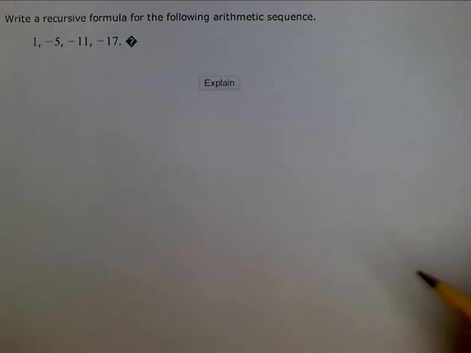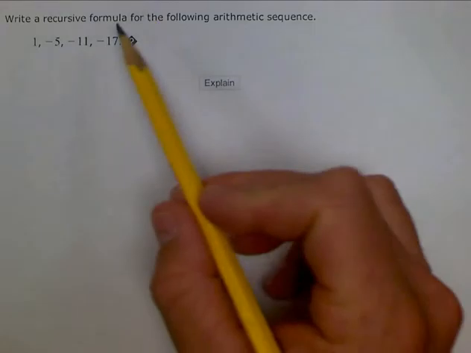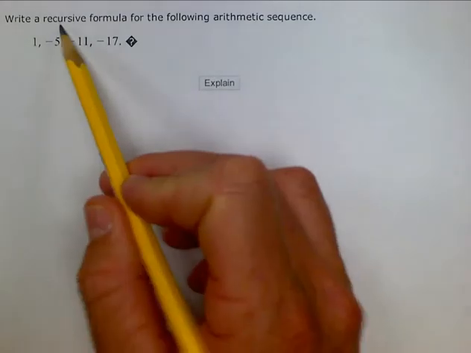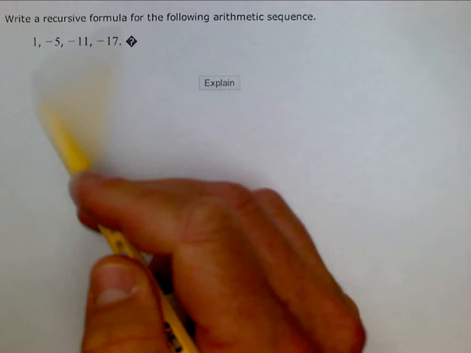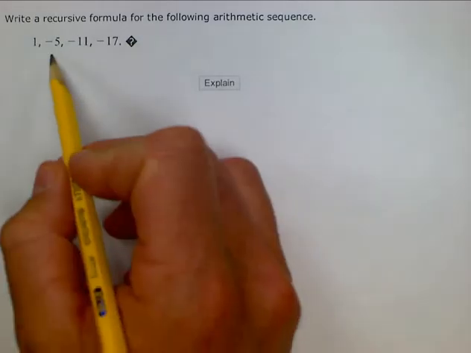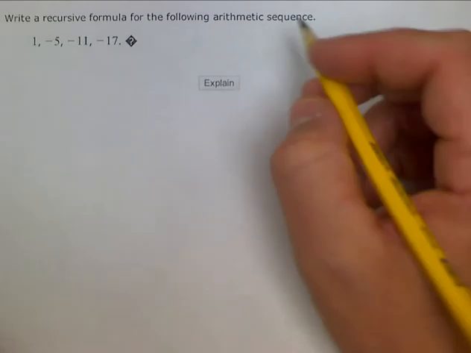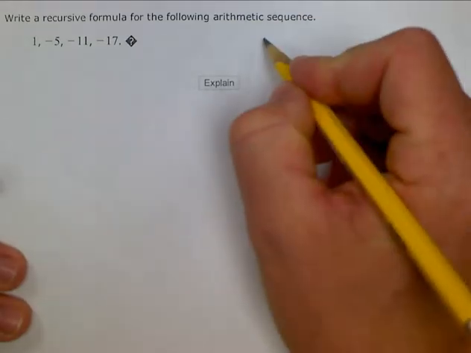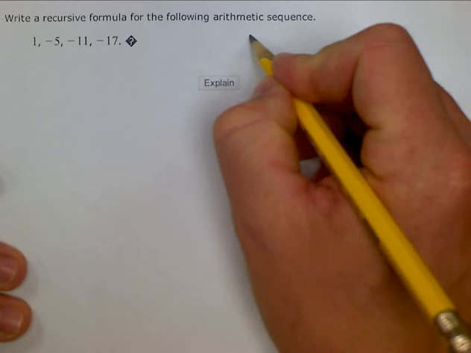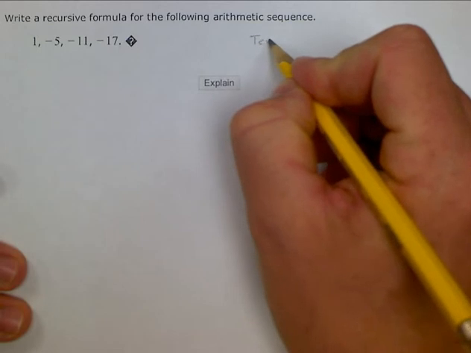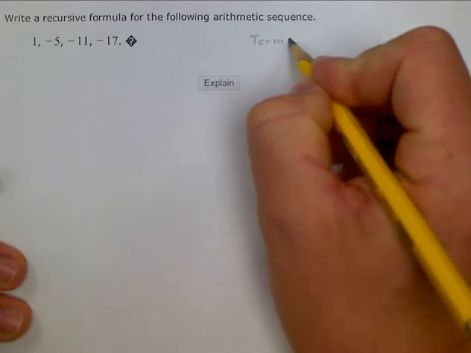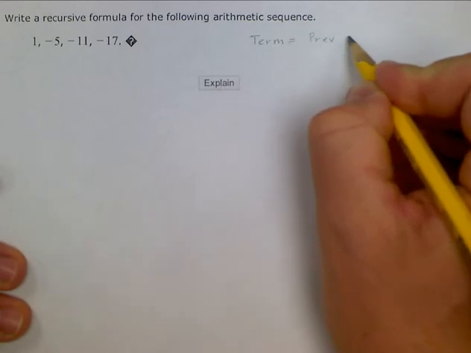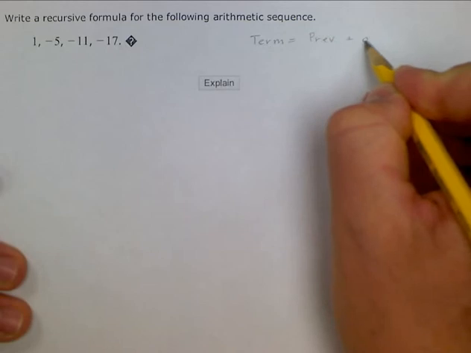The problem we're given here tells us that we have an arithmetic sequence, and they want us to write a recursive formula for the arithmetic sequence. So given that they've already told us that it is an arithmetic sequence, we can go ahead and write down our formula for finding any term in the sequence. We know that any term that we're interested in, we just simply take the previous term and add to it our common difference d.